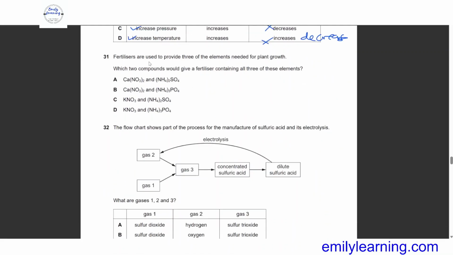Moving on to 31, fertilizers are used to provide 3 elements needed for plant growth, and the 3 elements are nitrogen, potassium, and phosphorus. Which 2 compounds would give a fertilizer containing all these 3 elements? So we need to look for an option that contains N, K, and P. For option A, you have N, and that's all. You do not have K, you do not have P, so it's out. For option B, you have N and P, you do not have K, so it's out. For option C, you have K and N, but no P, so it's also out. For option D, you have N, K, as well as P. So the answer for 31 is D.